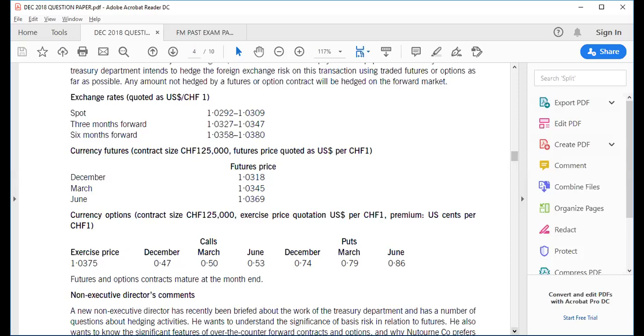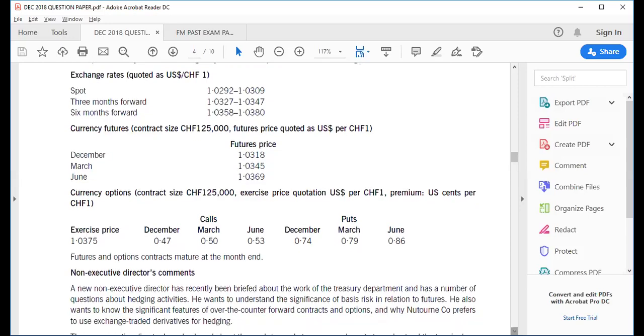So we know that the premium we subtract, isn't it? Yes. And discount? We add. Absolutely. So we have been given the exercise price, which is 1.0375. We have been given the calls.